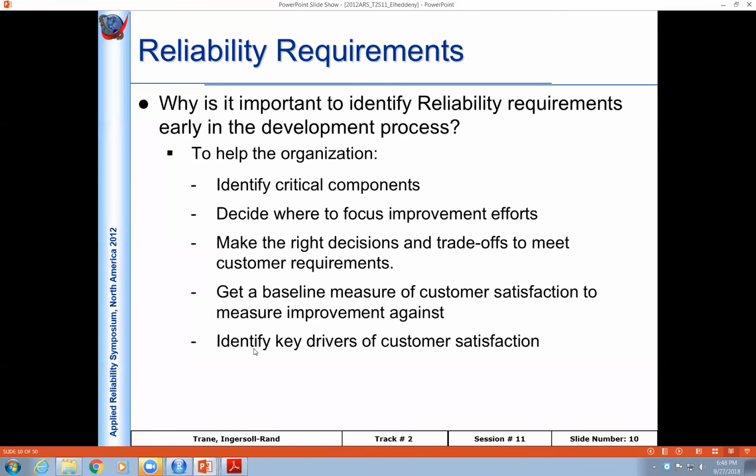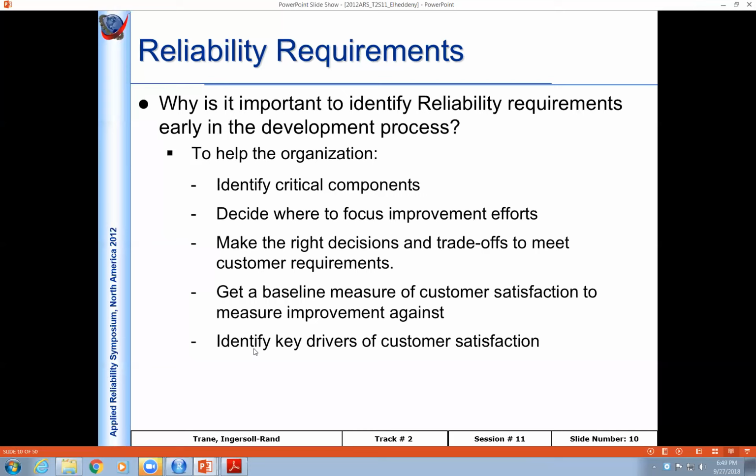So why is it important? Well, you need to understand what the customer needs are, right? You need to start thinking about what is critical. Some components may have much lower reliability requirements than others. You need to identify what is critical and what the customer needs. So at the end of the project, did I meet the customer needs or not, right?